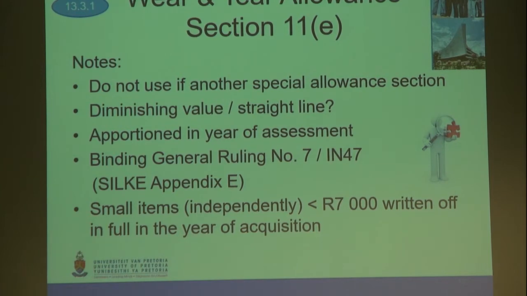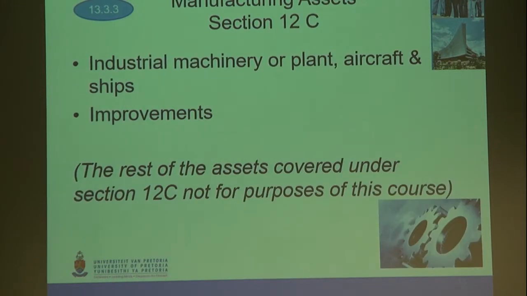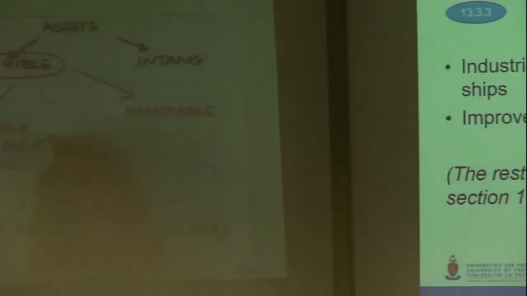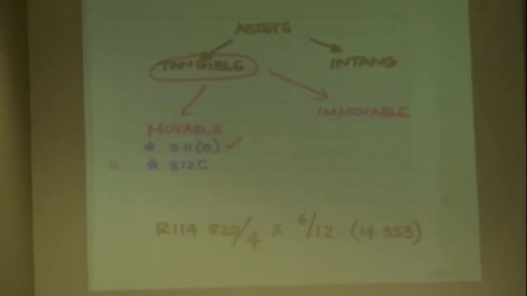So just keep that in mind, but the 7,000 Rand rule is a really nice one if you're buying small assets because you can write them off immediately. So that was our first movable asset, section 11E, that we've now done. Now we're going to focus on section 12C.